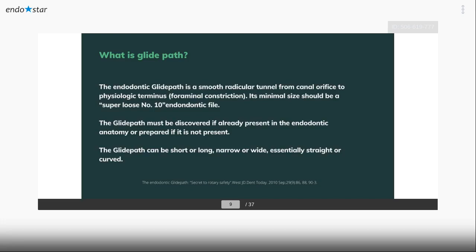Now let's directly talk about guidelines on how to produce consistent glide paths. First and foremost, once you establish your access, locate the canal orifices. This can be done with your DG16 probe. Once you have access to these canal orifices, widen these orifices with any orifice opener of your choice.